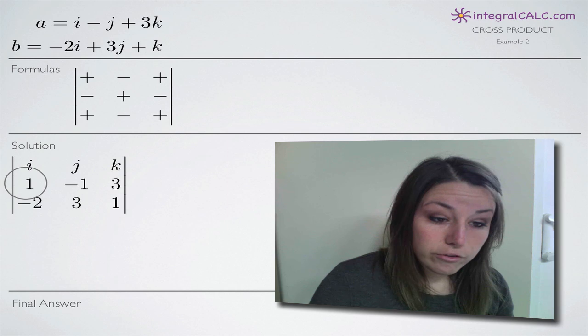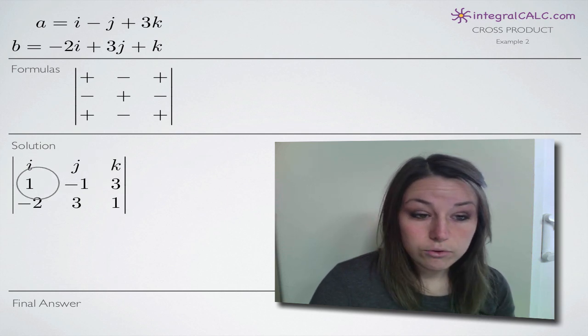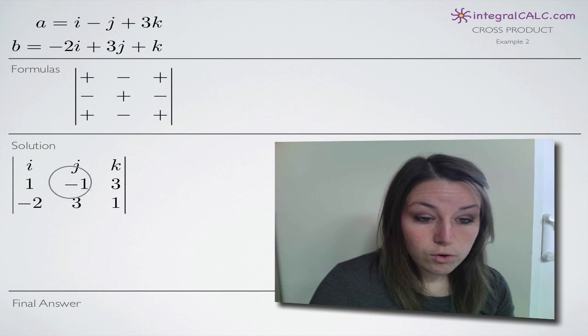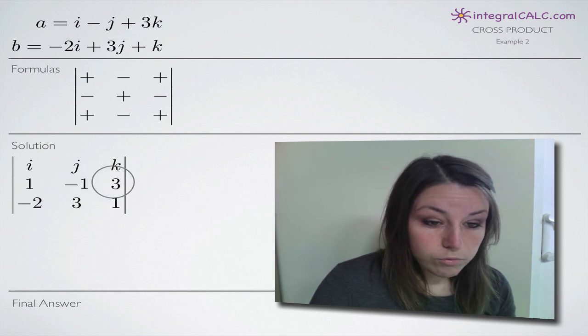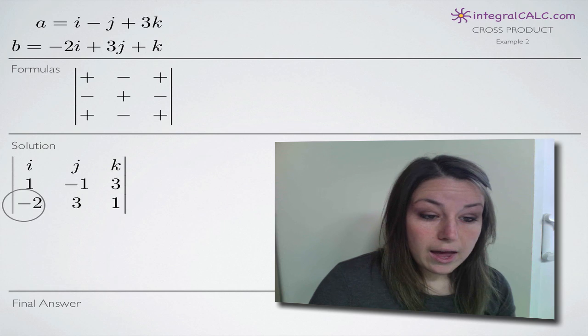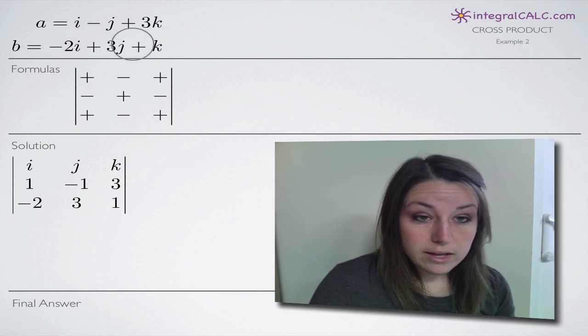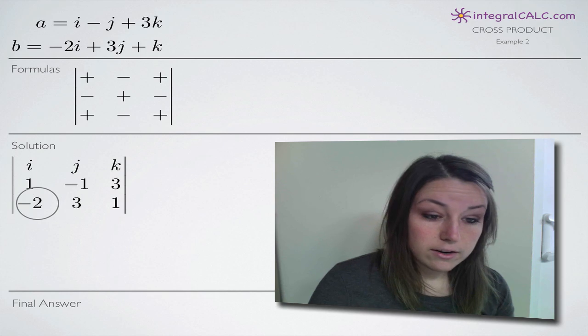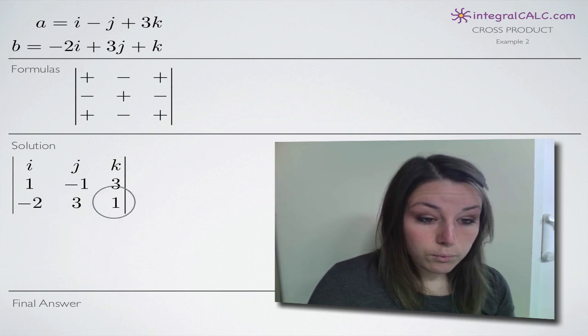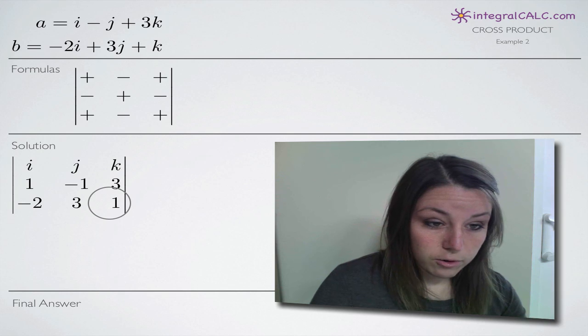So a always goes in the second row underneath i, j, and k, and we just take those coefficients and put them in order right underneath there. And then we find the coefficients in b and make that our third row. So in this case we have -2, 3, and 1. So we put down here -2, 3, and 1. And that's how we build our third order determinant matrix.